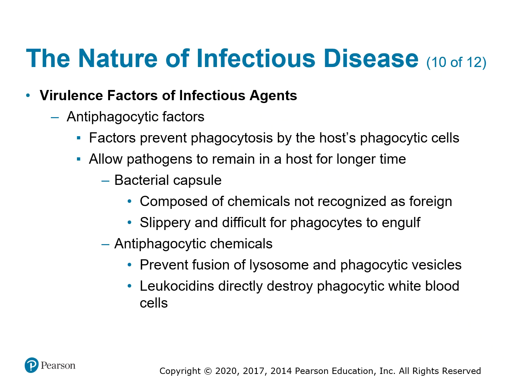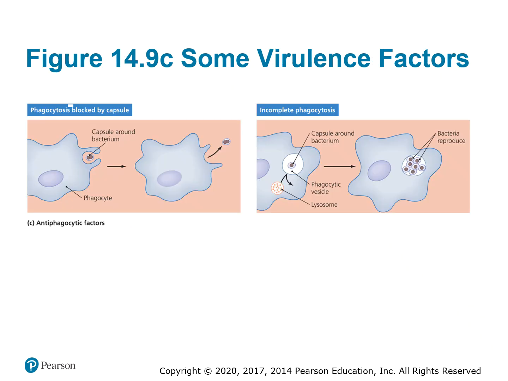And then antiphagocytic chemicals, these prevent fusion of lysosome and phagocytic vesicles. Leukocidins directly destroy phagocytic white blood cells. So here it's showing you phagocytosis being blocked by the capsule on the outside of the bacterium.